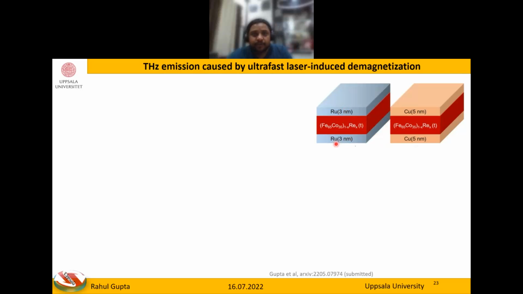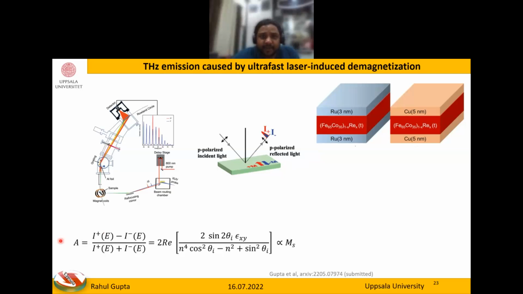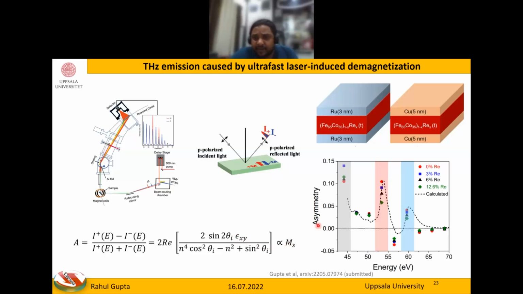And we have measured the magnetic asymmetry using element specific time resolved magneto-optical Kerr effect, and this asymmetry is the change in the reflective intensity, which is proportional to epsilon xy, the off diagonal term of the dielectric tensor, which is proportional to the saturation magnetization. Then we measured asymmetry for different elements like iron cobalt at their edges, where we found that as we increase the doping, the asymmetry reduces, which is in a similar manner to the saturation magnetization.